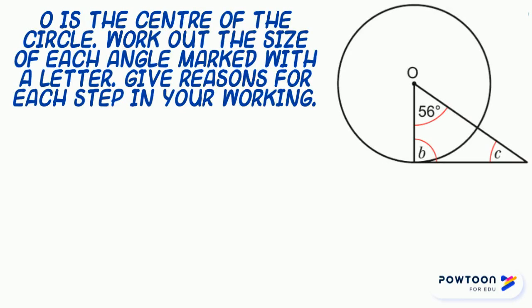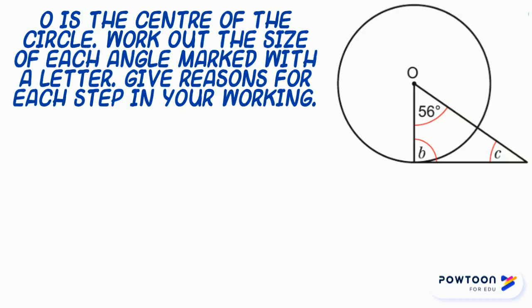All right, let's start looking at example 1 then. So example 1, we've got a circle centered at O, and we want to work out the size of each angle marked with a letter. So that's B and C, and we want to give a reason for each step. So first we can say, well, it is a triangle, and we've got one angle is 56 degrees.